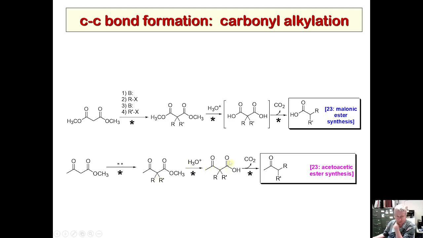which loses CO2 the same way. It should be in brackets like this one, but it's not. It's unstable. These are both unstable. Loss of CO2, and you get a methyl ketone with two R groups on it.